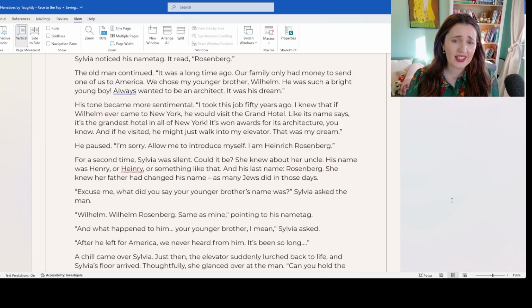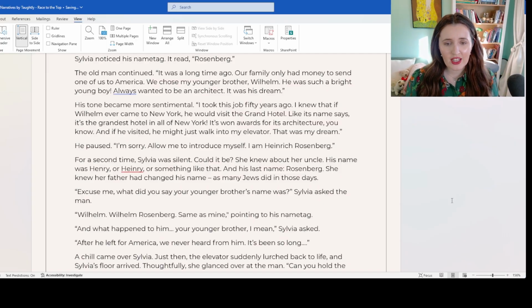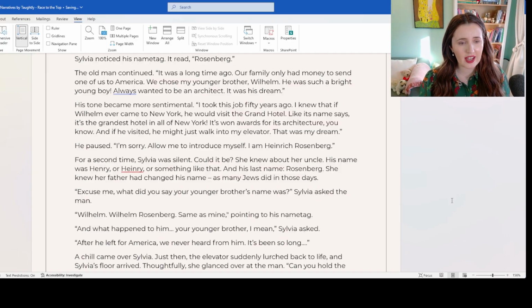His tone became more sentimental. "I took this job 50 years ago. I knew that if Wilhelm ever came to New York, he would visit the Grand Hotel. Like its name says, it's the grandest hotel in all of New York. It's won awards for its architecture, you know. And if he visited, he might just walk into my elevator. That was my dream." He paused. "I'm sorry, allow me to introduce myself. I'm Heinrich Rosenberg."